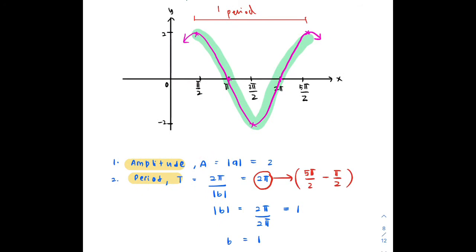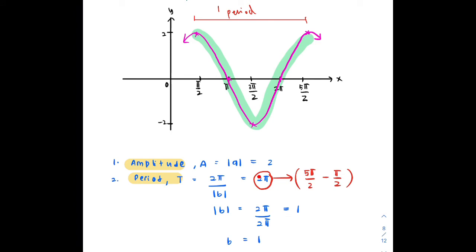Let's see the amplitude first. The highest and lowest points are 2 and minus 2. Therefore, your amplitude, modulus a, is equal to 2. Now let's find the period T. The equation is 2 pi over modulus b. So this is equal to 2 pi. How do we get 2 pi? Let's take the highest value of the x coordinate minus the phase shift here. So 5 pi over 2 minus pi over 2 is equal to 2 pi.